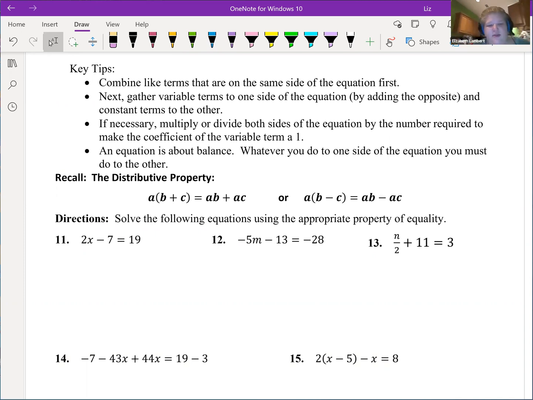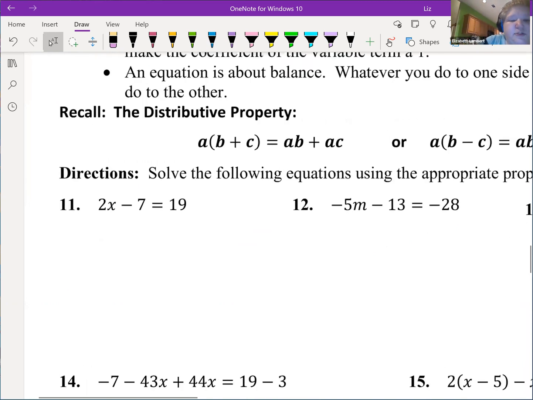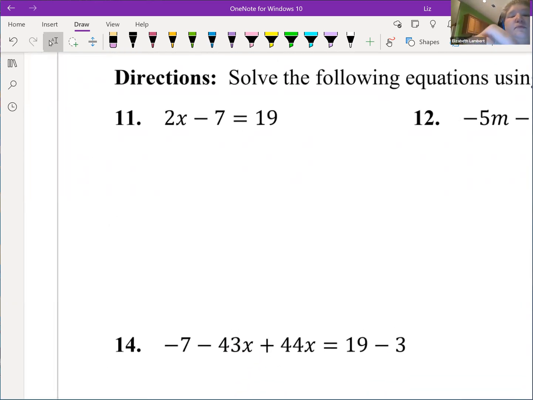All right, so let's start it out with 11. So I'm just going to draw that in to reinforce. There's my equals sign in the middle for my two sides. So 2 times x minus 7 is equal to 19. So I have a 2 I want to cancel out, and I have a minus 7 I want to cancel out. The 2 is attached by multiplication. The 7 is being attached by subtraction.